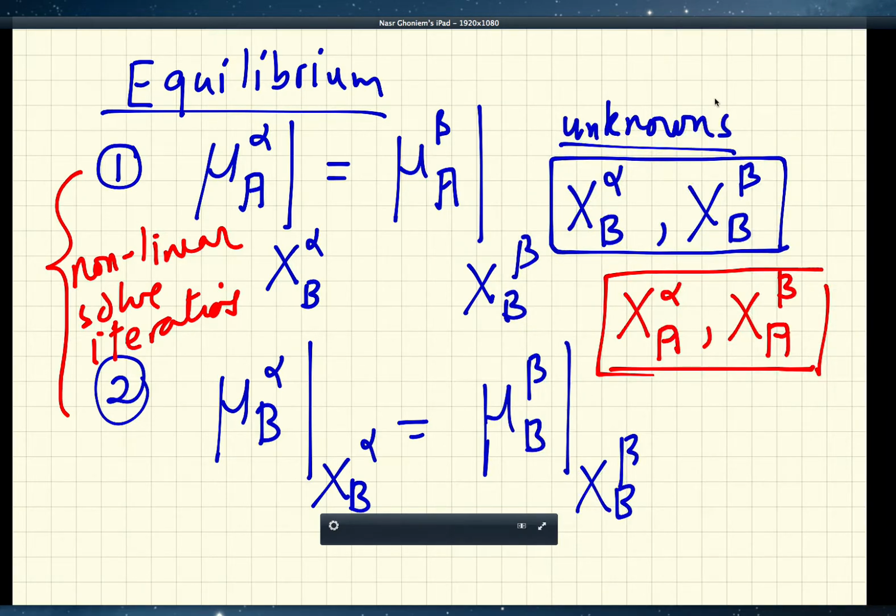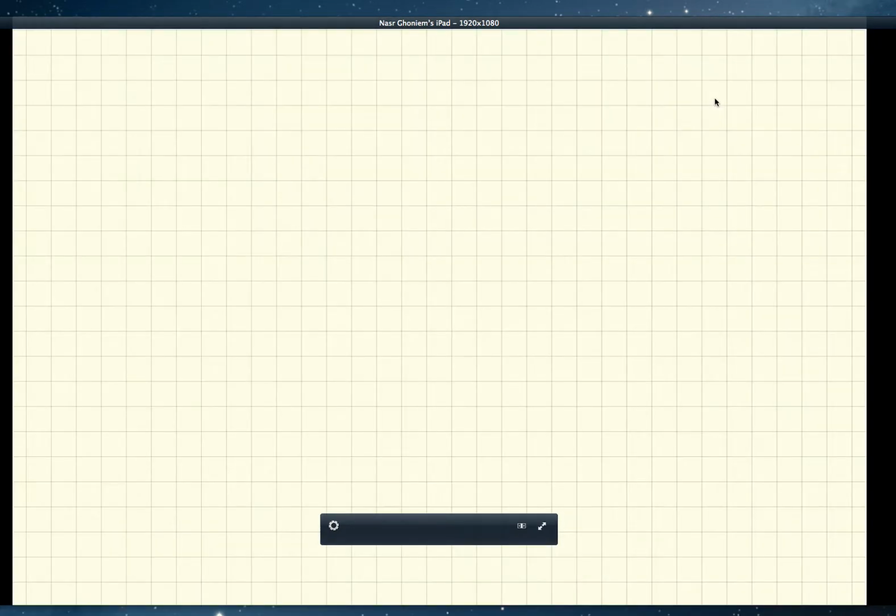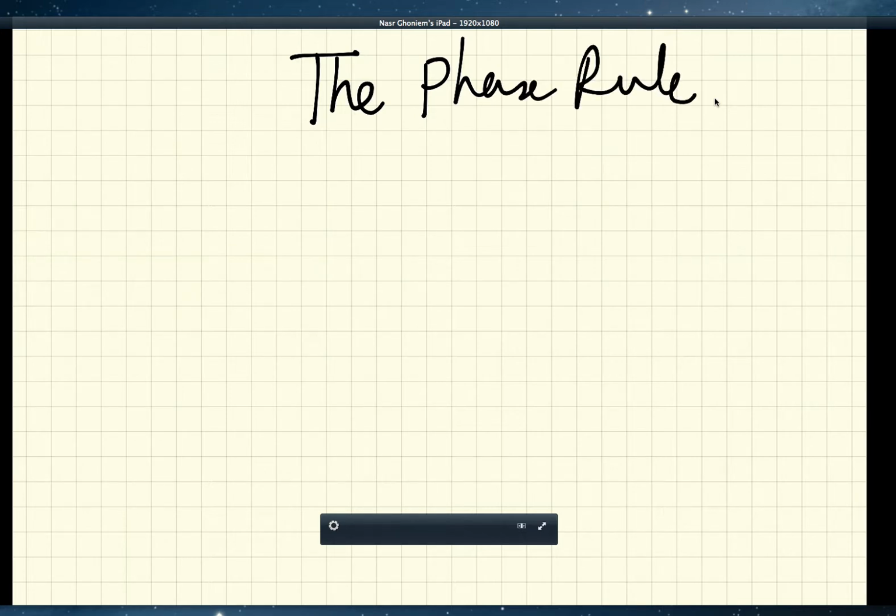Next, the topic that we will discuss is the phase rule. So in the phase rule, let me write it down here in big letters. We know that the objective here is to develop an understanding of how to calculate the concentration of the phase diagram.